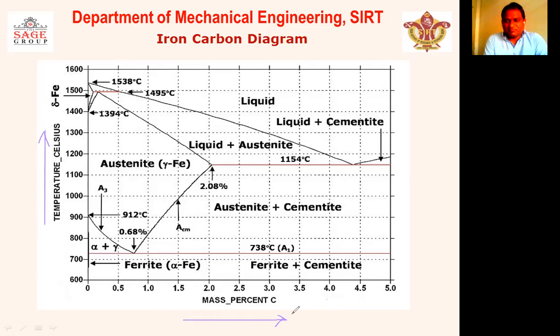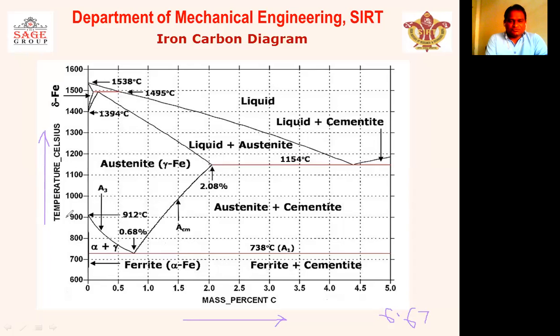But we know there is a maximum limit on how much percent of carbon can be added to the iron. That maximum limit of carbon percentage is 6.67. Beyond it, the carbon is not added to the iron. So on the x and y axes, we have represented the temperature and weight percentage of carbon.